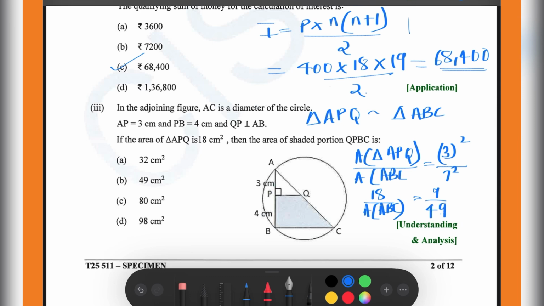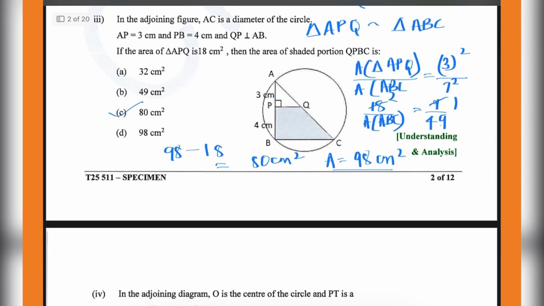Now do the cross multiplication. So you will get 18 ones are 18, and this will be 2s are, so the area will be 98 centimeter square. But this is the area of the complete triangle, and the question asks for the area of the shaded portion. So how will you find it? Total area, that is ABC, 98, minus the area of APQ, 18. So it will be 80 centimeters square. I think this option is there, so option C is the correct one. So like that you have to do, students. Now we will move to the fourth one.